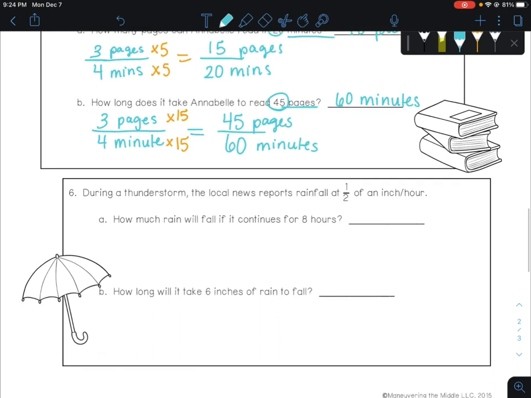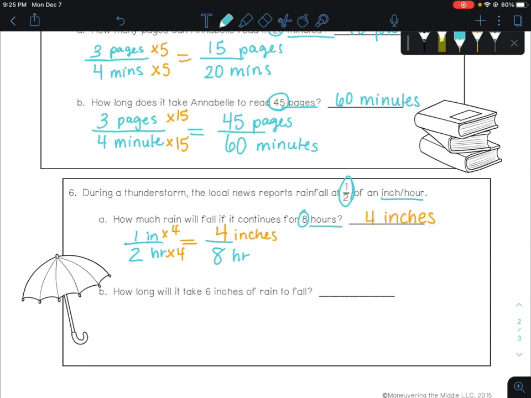Okay, last one. During a thunderstorm, the local news reports rainfall at 1/2 of an inch per hour. How much rain will fall if it continues for 8 hours? So let's take our 1/2, and it's inches per hour. Just using a shorthand there. And instead of the 2 hours like we have on the bottom, we're going to do 8 hours. So if I want to change from a 2 to an 8, I use a 4. And we're going to get a 4 on the top, and that's 4 inches.